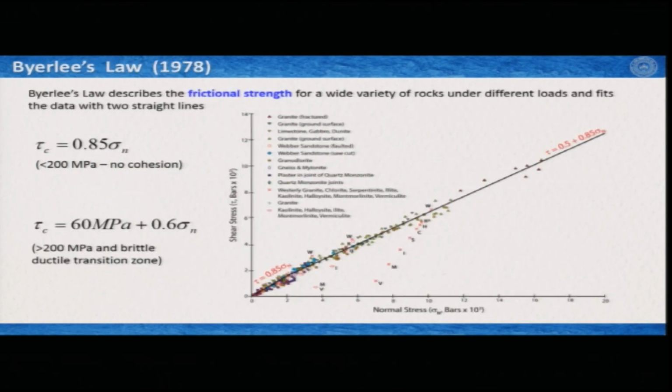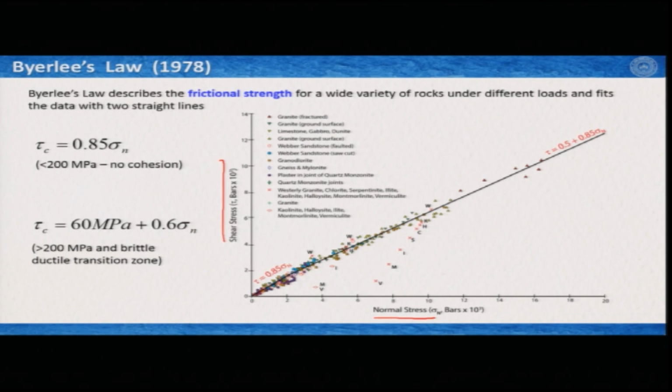What we can figure out from this slide is a very famous plot from Byerlee, and this is known as Byerlee's law. Byerlee's law describes the frictional strength for a wide variety of rocks under different loads, and he tried to fit the data with two straight lines. So, how does it work? He deformed the rocks and measured the shear stress at different confinements. These are your normal stresses, the confinements, and from the stress-strain curve he calculated the peak stress.